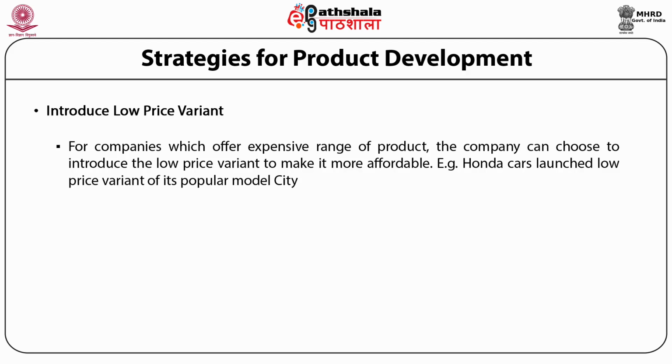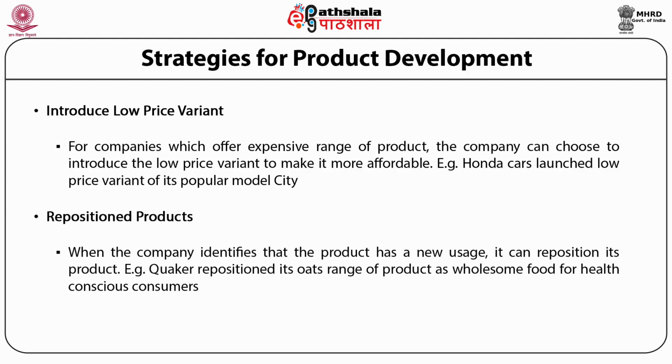The sixth option is that the company can reposition its product, which is when the company identifies that the product has new usage, it can reposition its product, which can ultimately come up as a new product for the consumers. For example, a brand like Quaker repositioned its oat range of product as a wholesome food for health conscious consumers. And we have seen that after Quaker repositioned it, various brands have come up with oats as a breakfast option for the consumers.